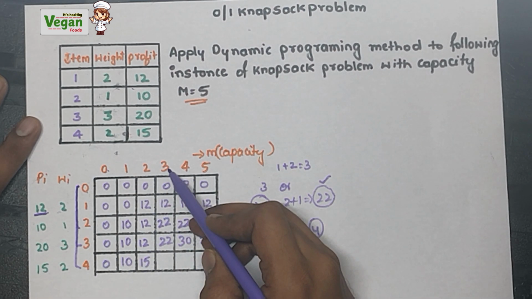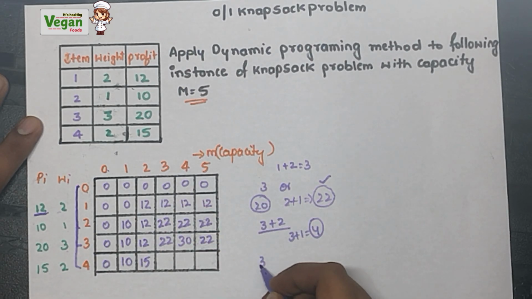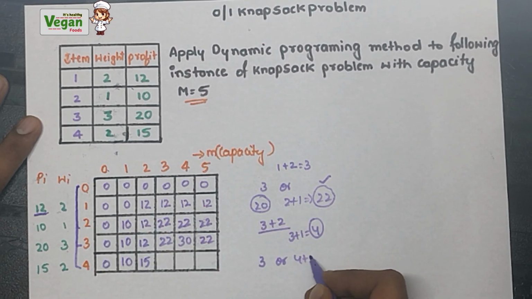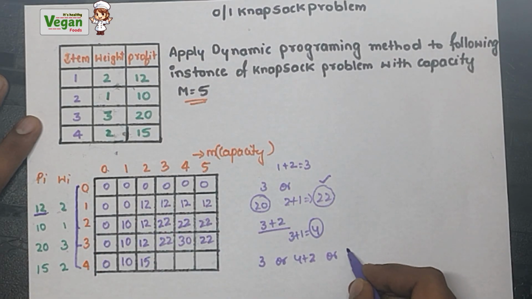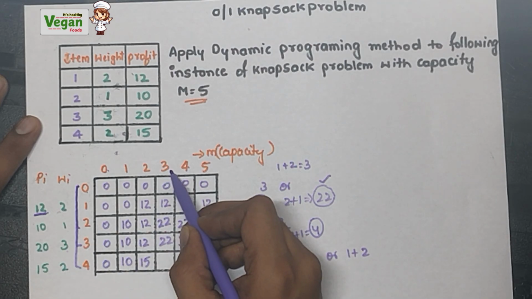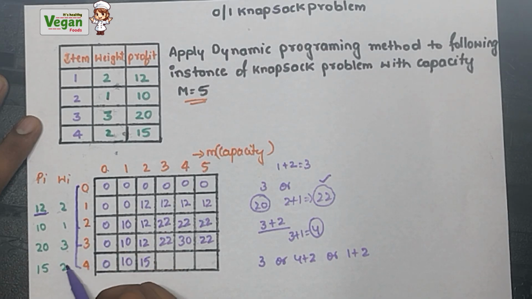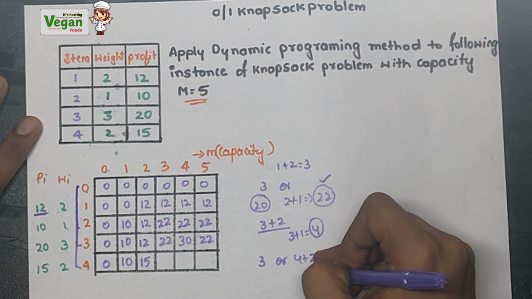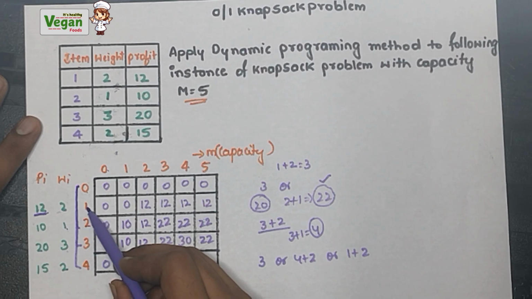Next, capacity is equal to 3. How can you make 3? You can take the third item directly, or you can combine fourth item and second item, or you can combine first item and second item. Because third item weight is 3, you can fill in the capacity 3. Fourth item plus second item, 2 plus 1 is the weight, therefore 3. Maximum capacity is 3, you can fill 3. Next, second item and first item.